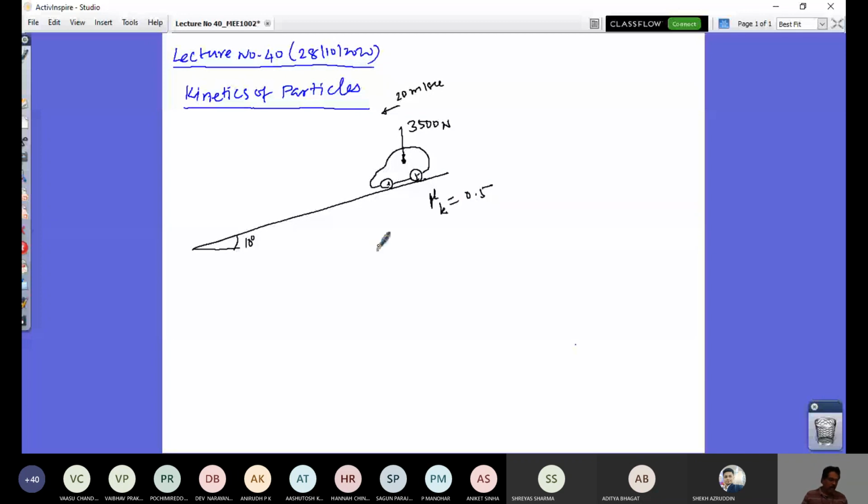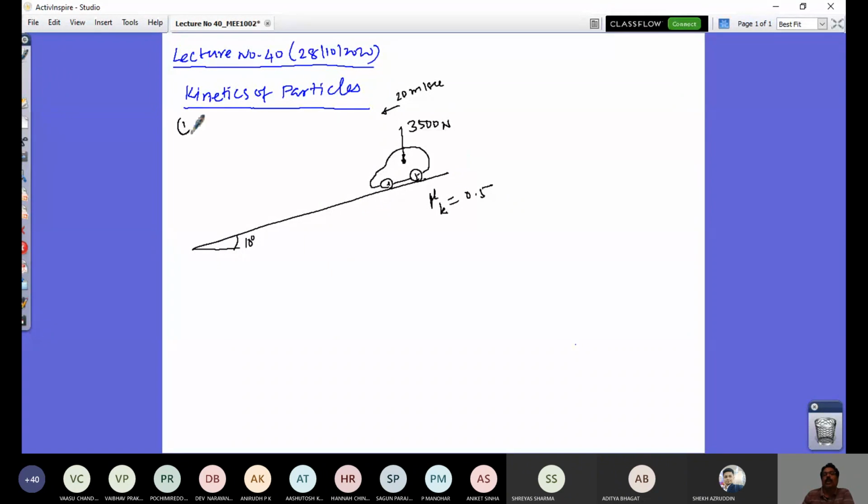All right. So now the question is, determine how far and in what time the vehicle takes to stop on this slope. That is the question, right?